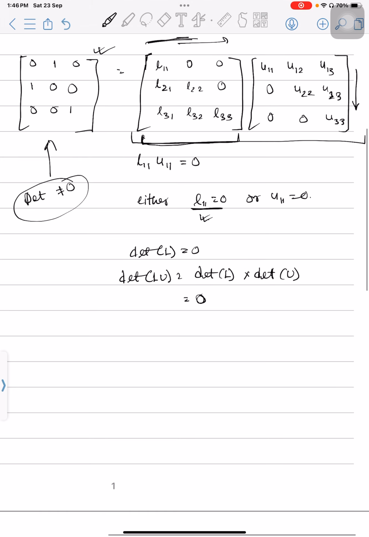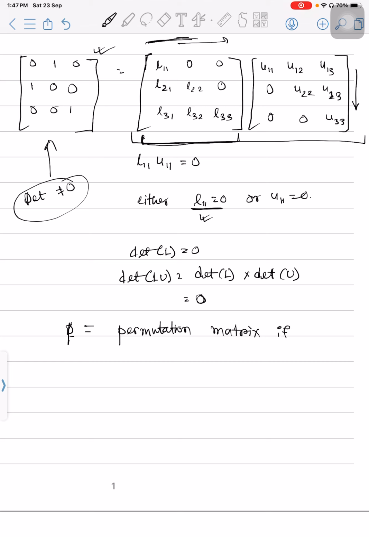Now let's check. Do you guys know about the permutation matrix? So what is a permutation matrix? We say a matrix P is a permutation matrix, let's write it in a proper way, if we get it by interchanging rows of the identity matrix.